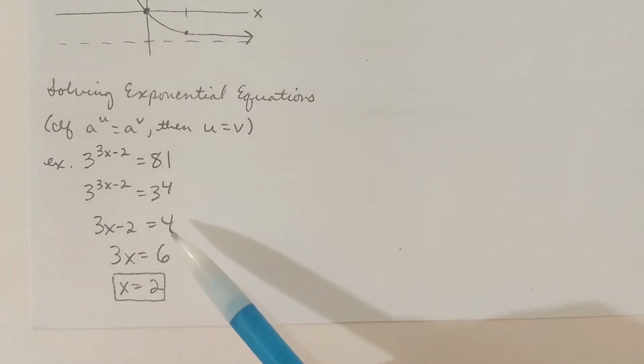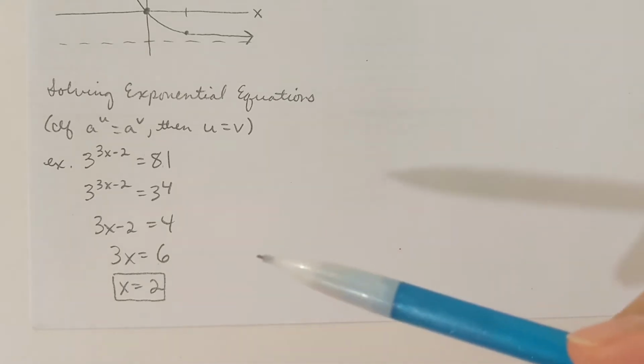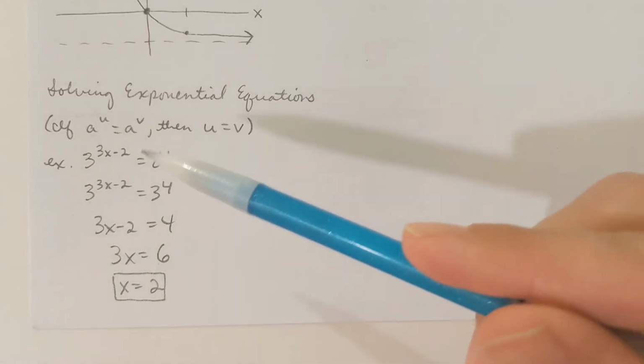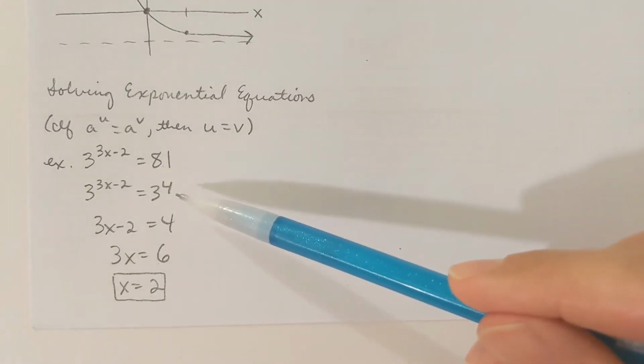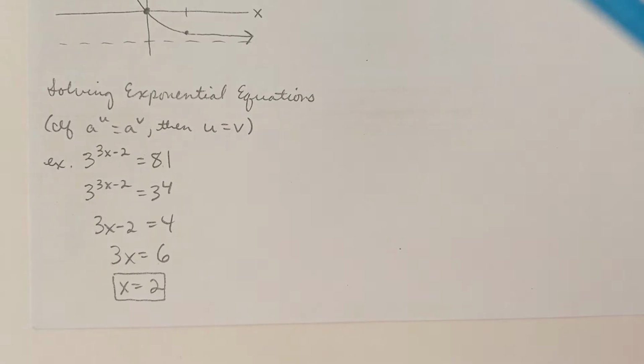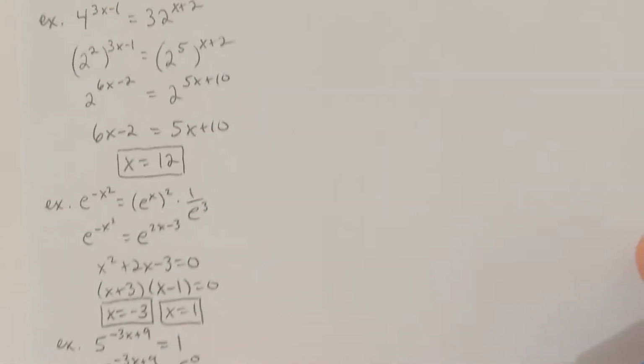3x minus 2 equals 4. Add 2, divide by 3, x equals 2. Now there's no reason to check the answer, although you can if you want. 3 times 2 is 6, minus 2 is 4, 3 to the 4th is 81. 3 times 3 times 3 times 3 gives you 81. Okay.